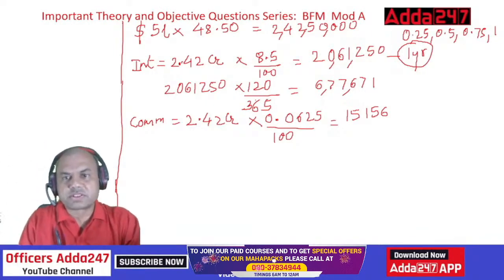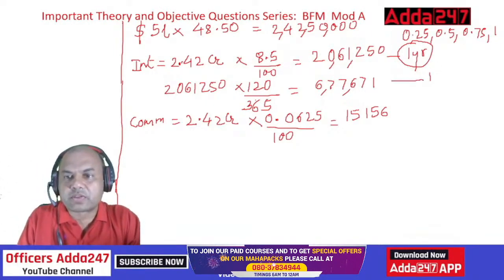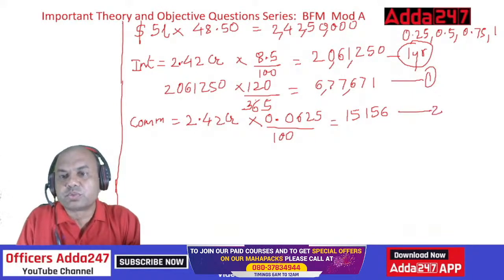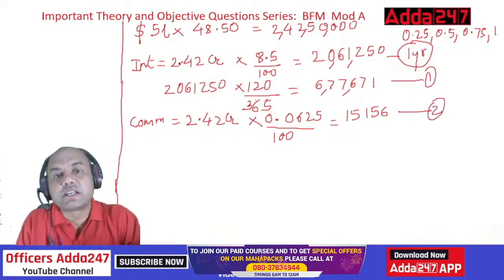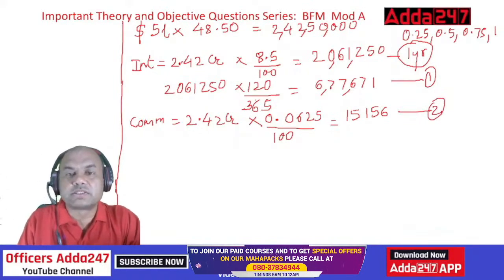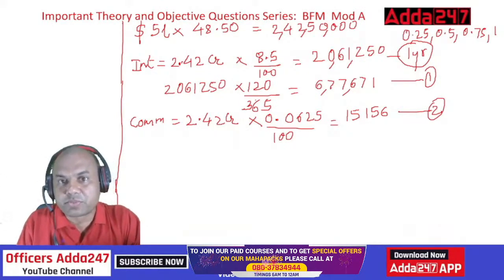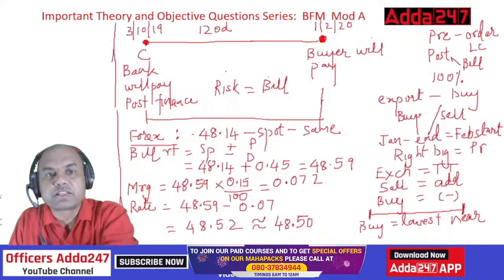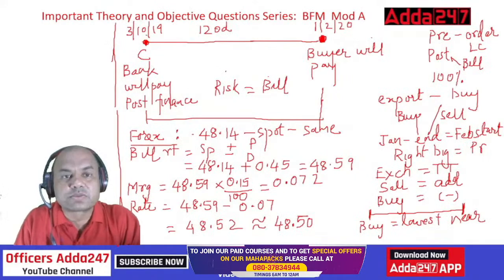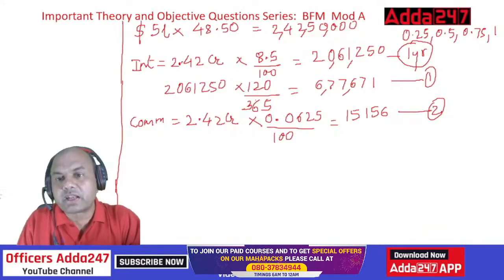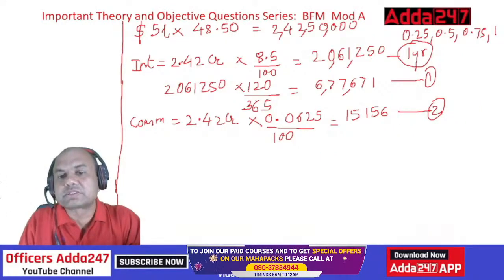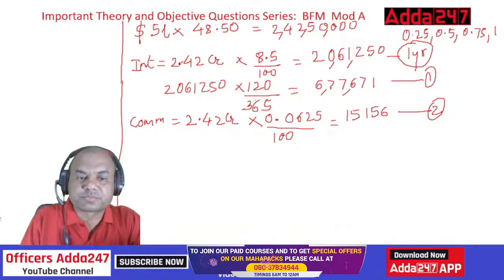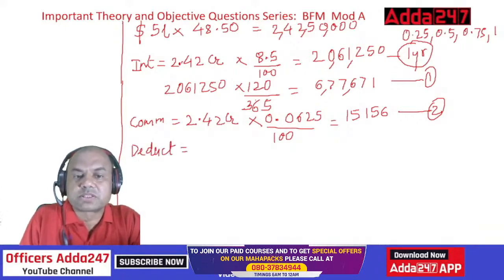Now remember always, this interest I will write as 1 and this is 2. Both the things I have to first deduct from the amount to be given to this client. Here I am giving this amount to the client as a post shipment finance. The bank will subtract this interest as well as commission out of that. So first add both these. Total deductible equals 1 plus 2.